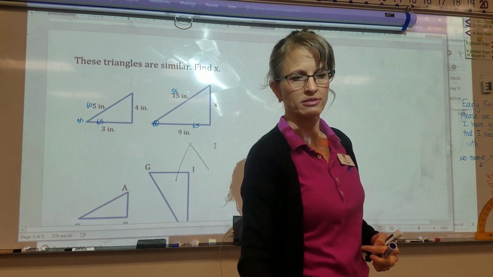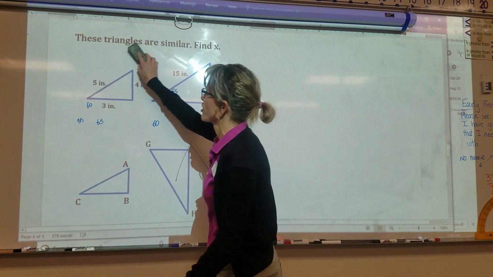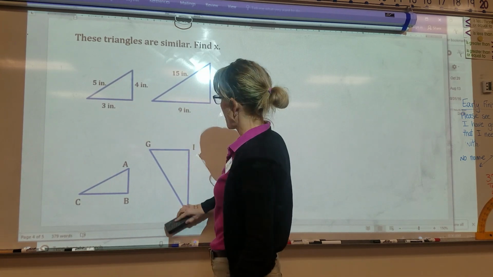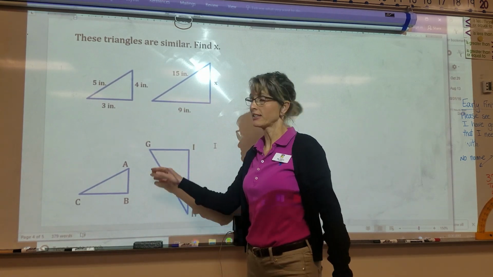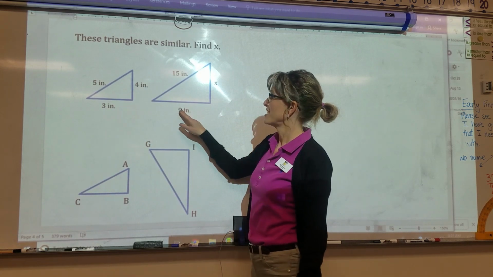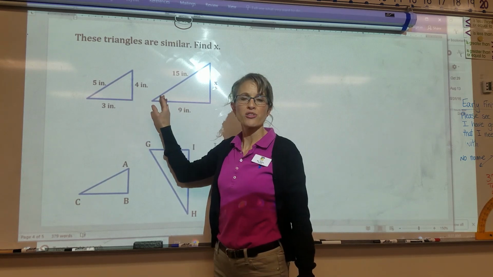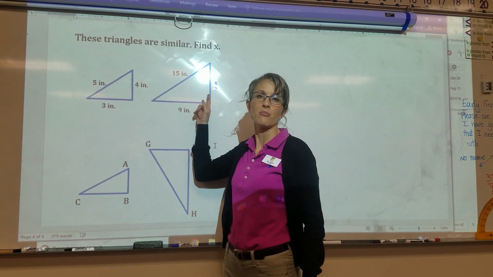And how does this help us if we know proportionality with similar triangles? One cool thing about that is you can find missing side lengths. So look at this triangle. We know it's a 3, 4, 5. This one's a 9, question mark, 15. If we know they're similar, we can set up a proportion to find the missing side length.